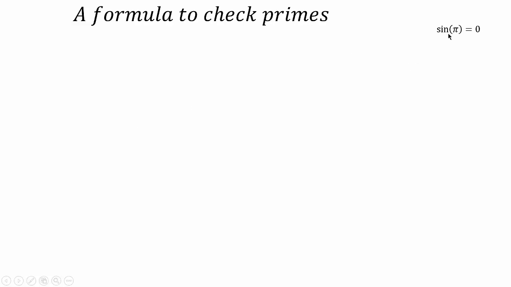Let's see here, the sine function will give a value of 0 at pi, and at 2 pi it will also give the value of 0, and at 3 pi and so on. So at integral multiples of pi, the sine function will give the value of 0. We take advantage of this function to create the formula.